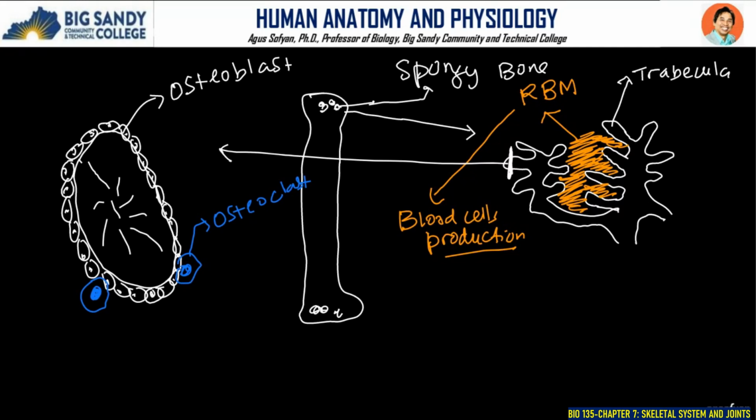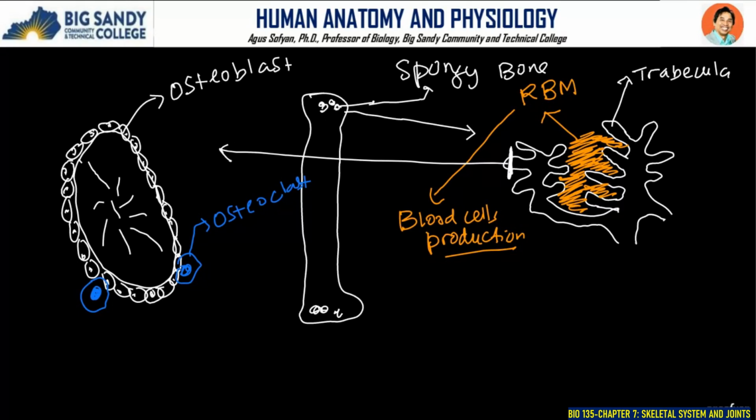So this is how the spongy bone looks if you compare it with the compact bone. Again, compact bone mostly has the osteocytes, while the spongy bone mostly has the osteoblasts and osteoclasts. Okay, that's the difference between the two types of bone tissue, the compact bone and the spongy bone.